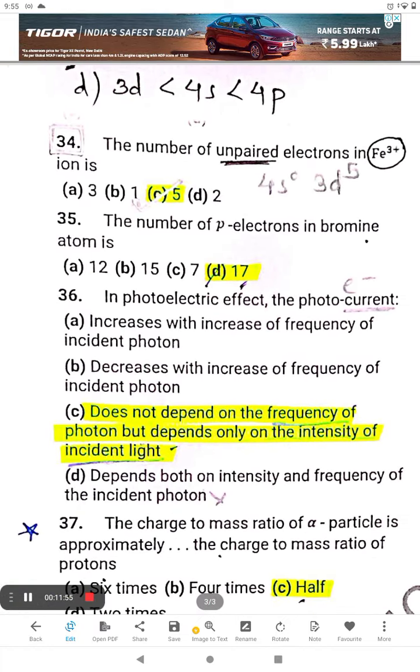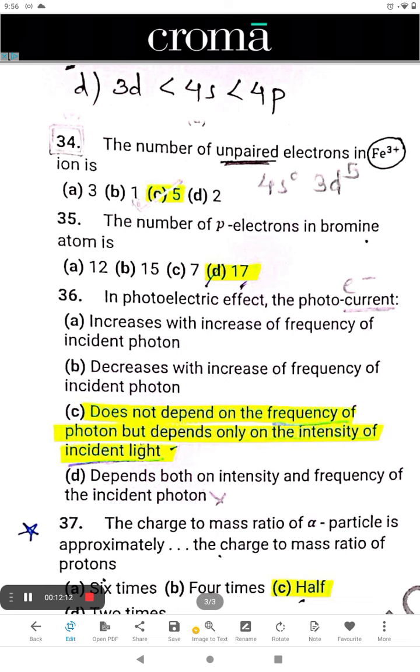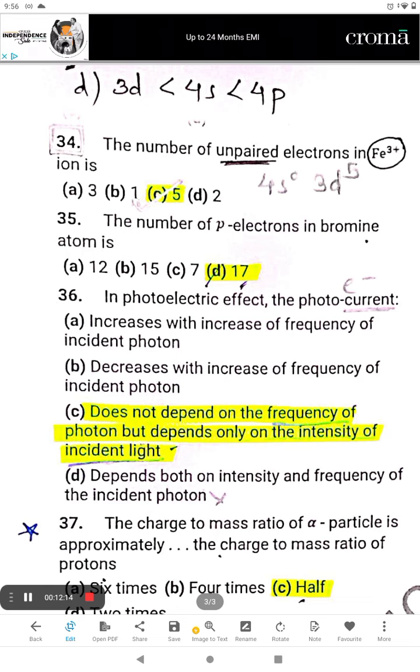The number of unpaired electrons in Fe3+. Now see, this is the question of ionic electronic configuration. So ions are present. So what happens is that Fe has the configuration 4s2 3d6, because the atomic number is 26, right? So 4s2 3d6.